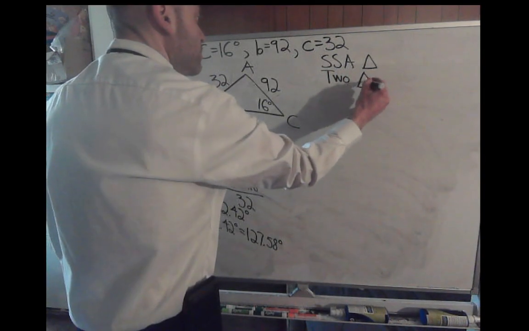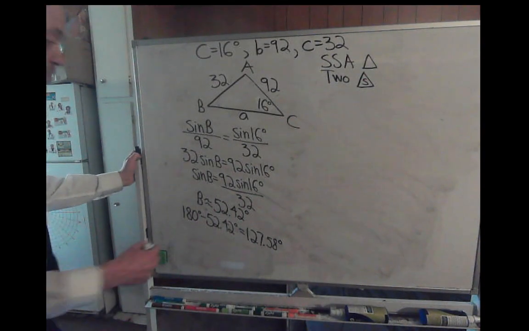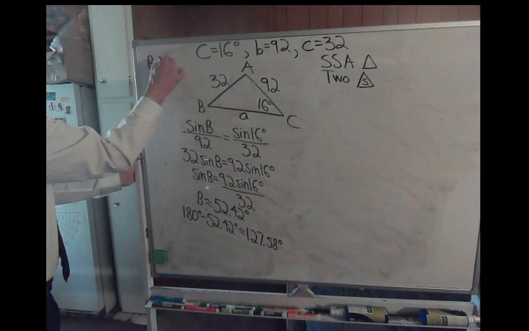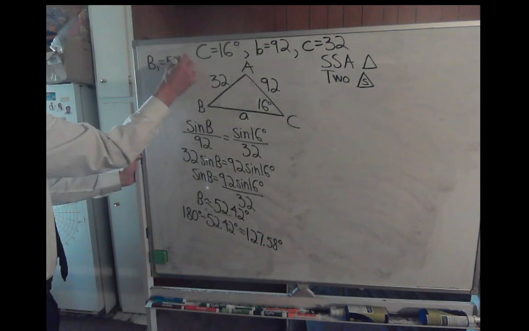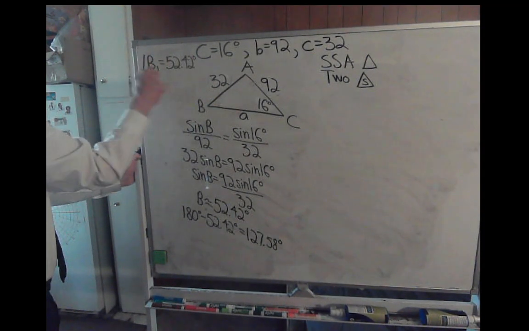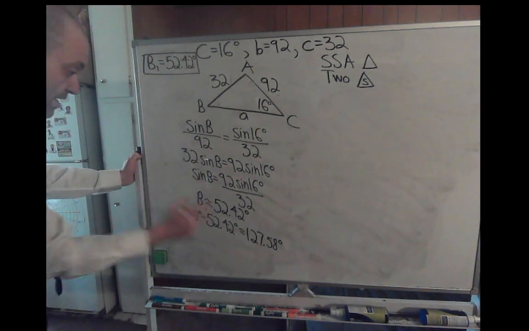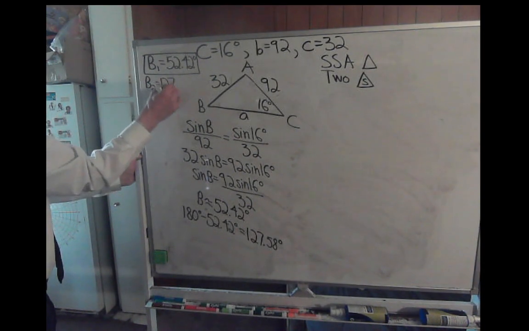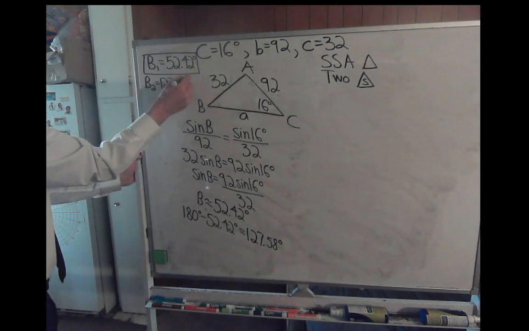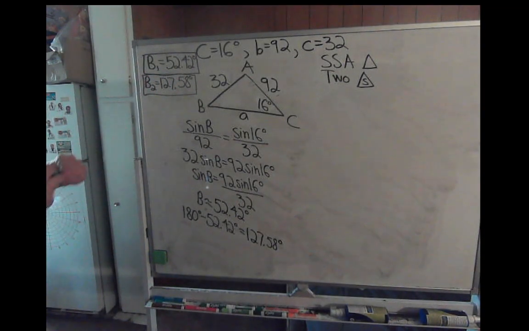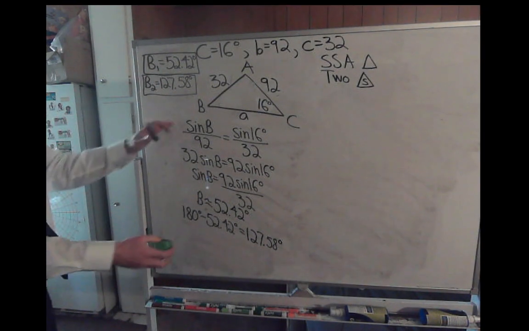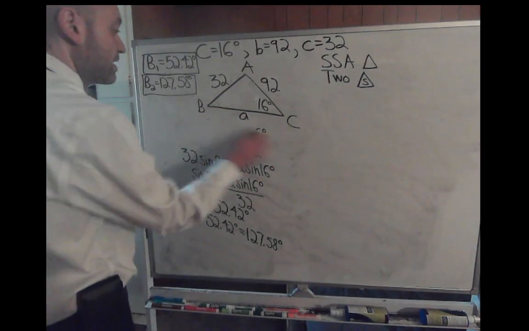So another example of two possible triangles. So we'll say angle B sub 1 equals 52.42 degrees. And then angle B sub 2 is going to equal 127.58 degrees. So those are two possibilities of angles, or two possibilities for the two triangles. Now I'm going to go ahead and start erasing this stuff so we can figure out everything else.